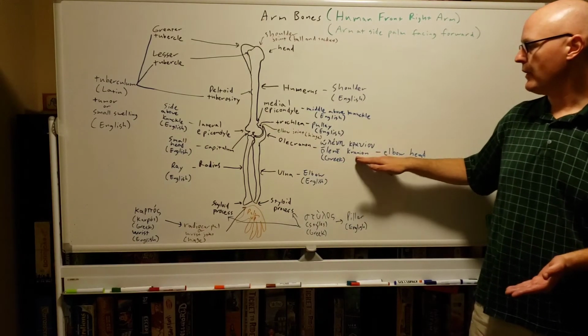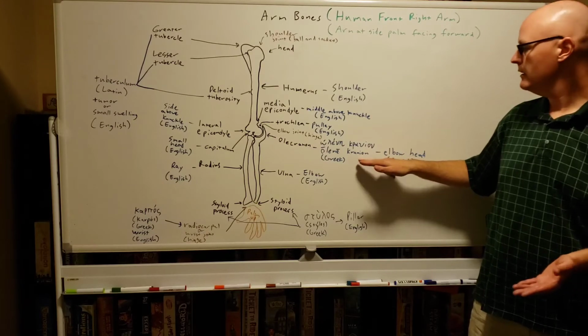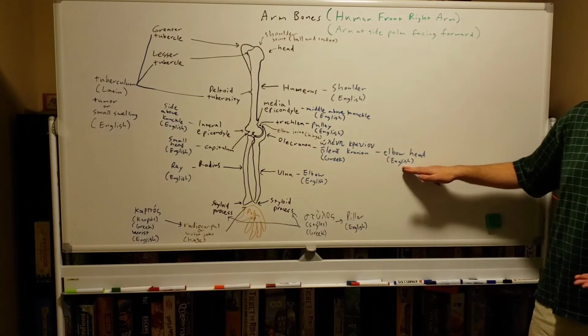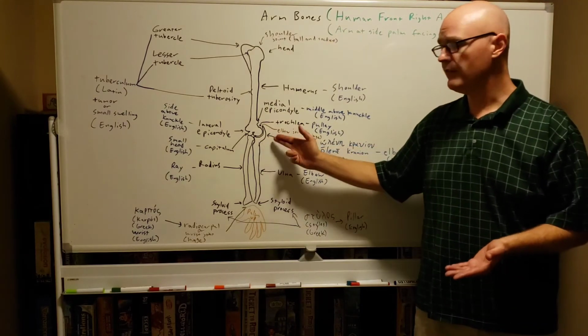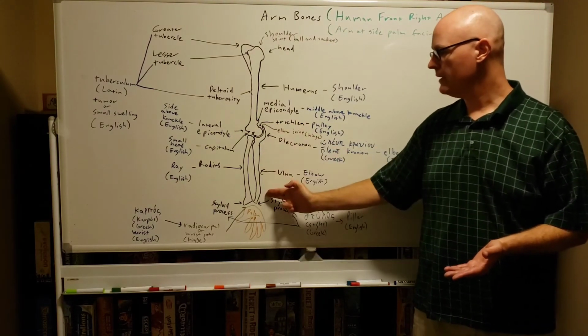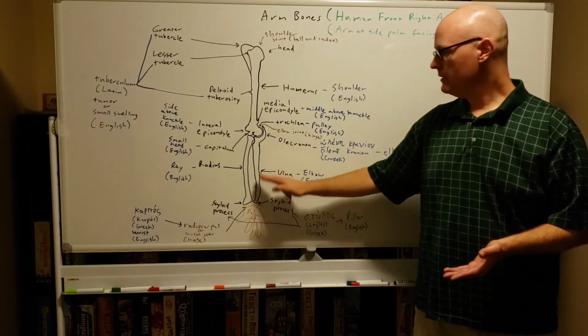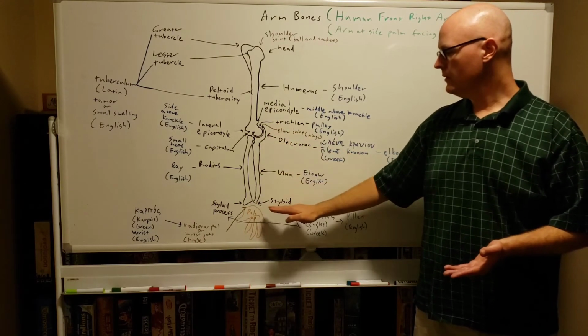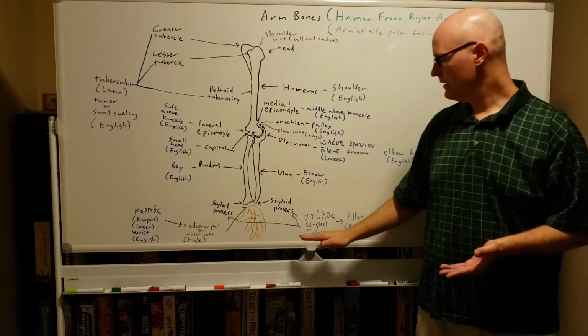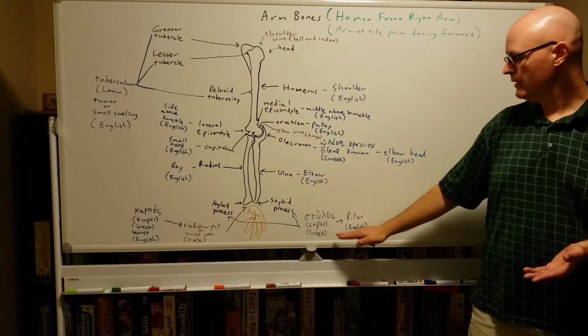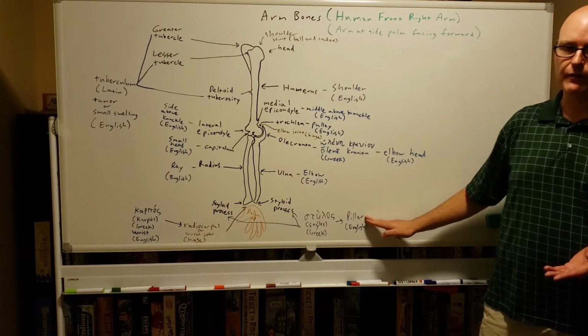And cranion, which is head. So this translates to elbow head. Makes sense, right? It's the head of the elbow, the elbow being the whole ulna. At the bottom of the ulna, we have the styloid process. Styloid comes from the Greek word stylos, which translates to English as pillar.